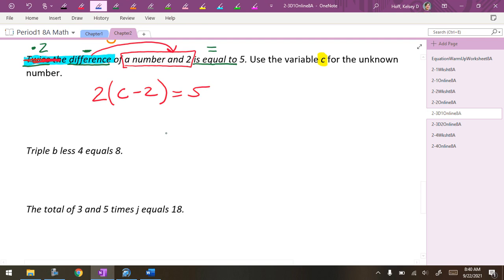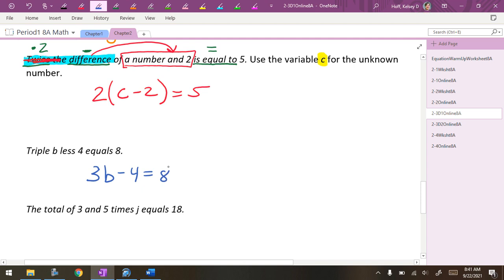Triple B less 4 equals 8. Bryce, what'd you write? Whoops, 3B minus 4 equals 8.